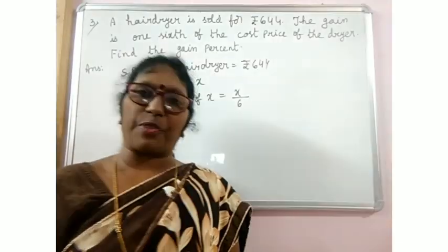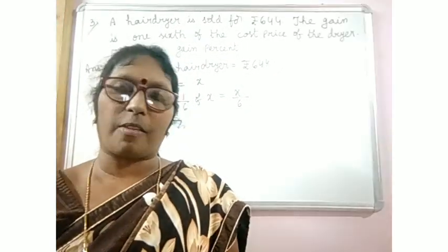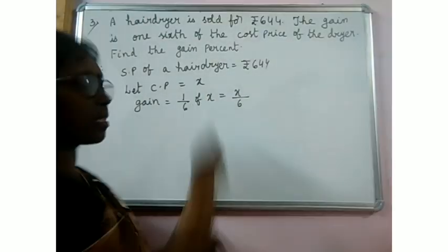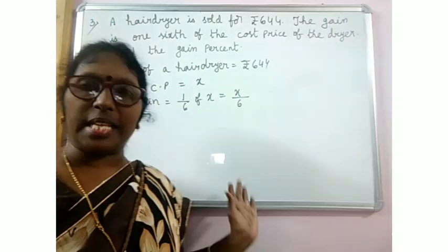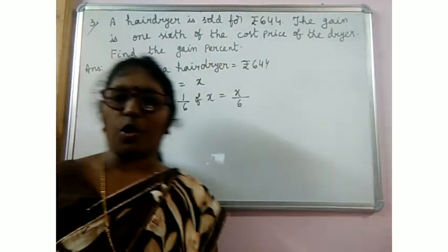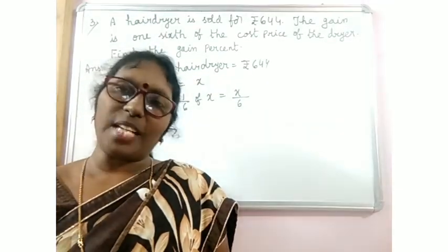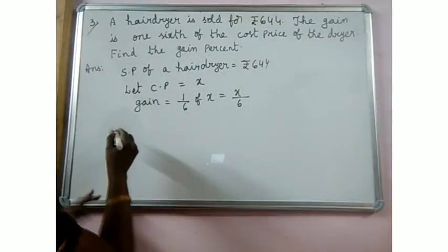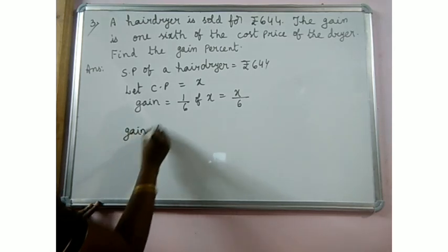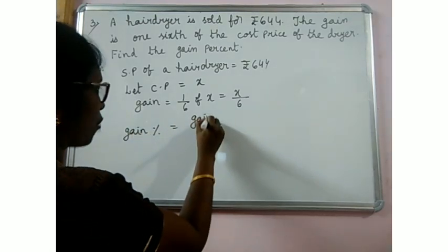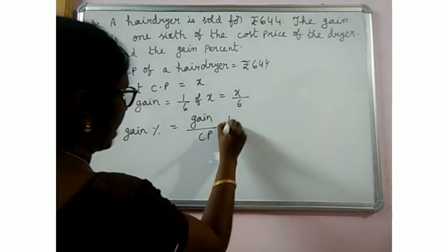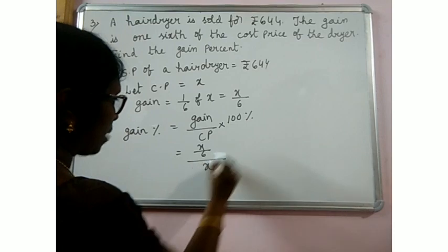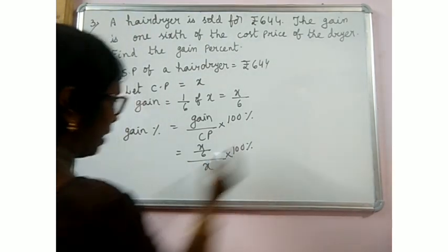You know the formula for finding gain percent or profit percent: profit percent equals profit by cost price into 100%. So in this particular question, SP is not at all needed. Only for confusion it is given, but it will not be used. Gain percent formula is gain or profit by cost price into 100%. Gain is x by 6, cost price is x.